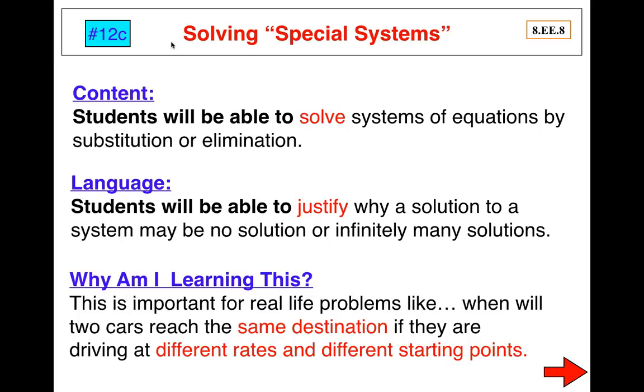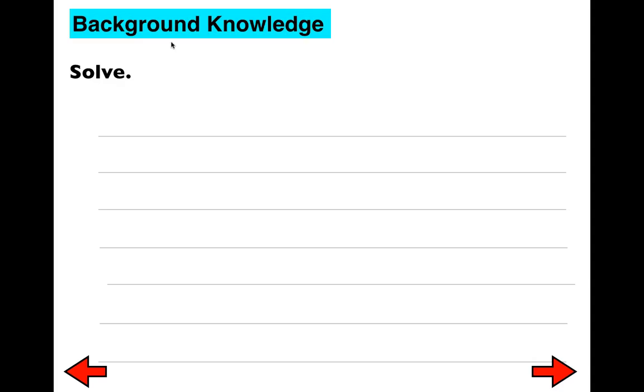Why am I learning this? Well, it's important for real life problems, like when will two cars reach the same destination if they are driving at different rates and different starting points.